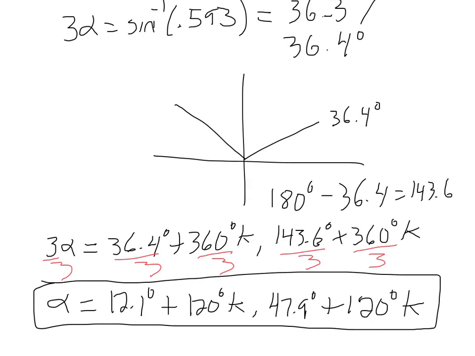So again, when you have multiple angles, like 3 alpha, write down all the answers that you need before you divide by that 3 to get your final answer. Let's move on to the last problem.